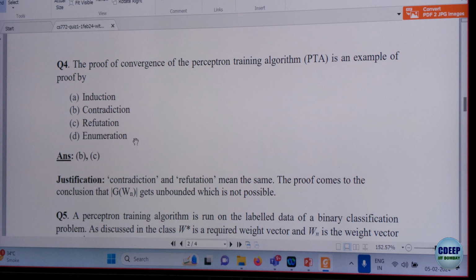It is an NLP class, okay? So contradiction, refutation mean the same thing. You can also then say, sir, why not proof by opposition? Because opposition is also some kind of contradiction, but nobody uses that term. It is not an accepted phrase in the language. Next one, okay.